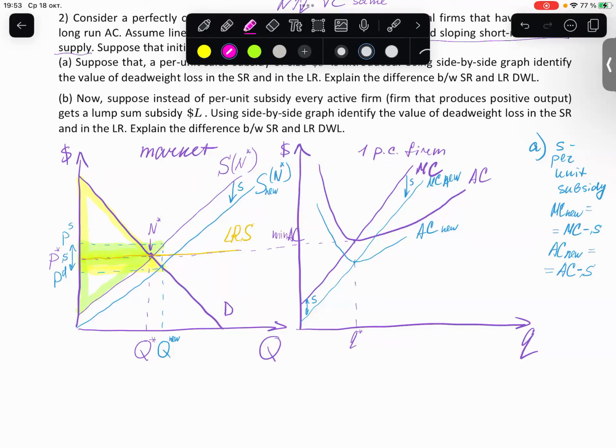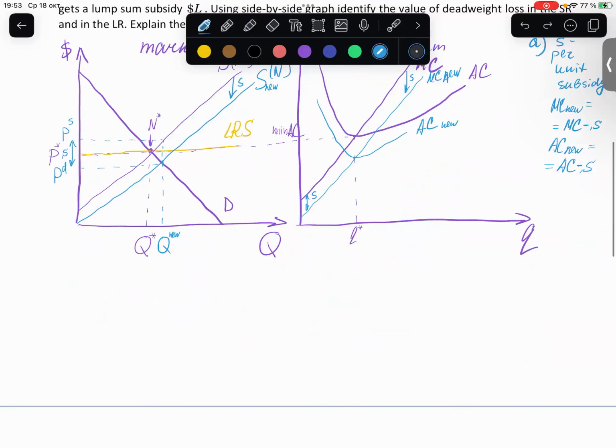But our government will spend a lot. Our government will spend all this area, the subsidy multiplied by Q new. This is spending of the government. So I will redraw it one more time. As you see, I will redraw this situation and show you.